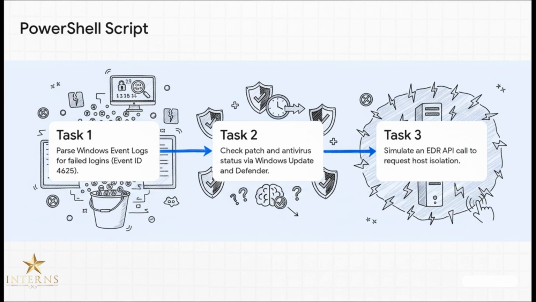It'll scan the logs for signs of a brute force attack. That's what Event ID 4625 is all about. It'll also check if the system is properly patched and if the antivirus is up to date. And then for the final step, it will simulate a call to an EDR. That's an endpoint detection and response tool, basically telling it to quarantine the machine if something looks off.